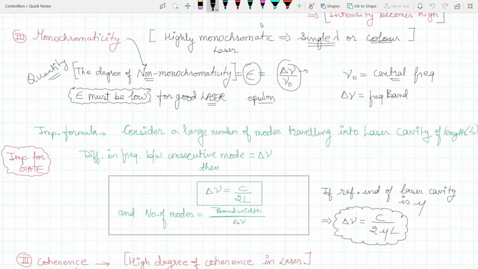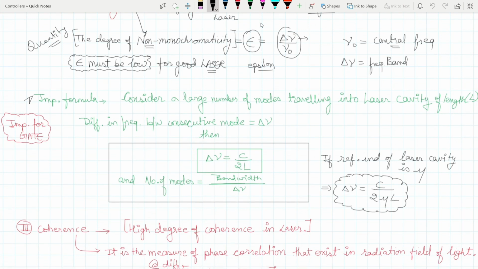Here is one important formula which I want to discuss with you. Consider a large number of modes traveling in a laser cavity of length L. This is the length of the laser cavity, and the difference in frequency between consecutive modes is delta nu. Then delta nu equals c by 2L.